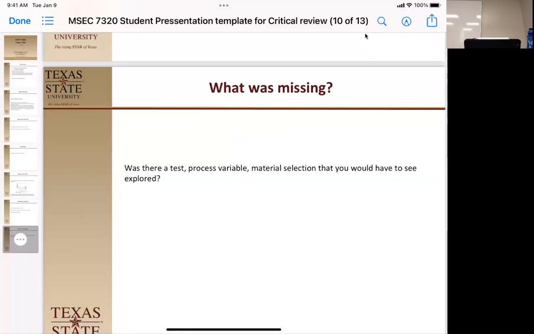Okay, so we're looking at it from a critical review point of view. We have to see that they have planned out their paper with their thesis statement, with their data that supports their thesis statement, and their summary that supports their thesis statement.